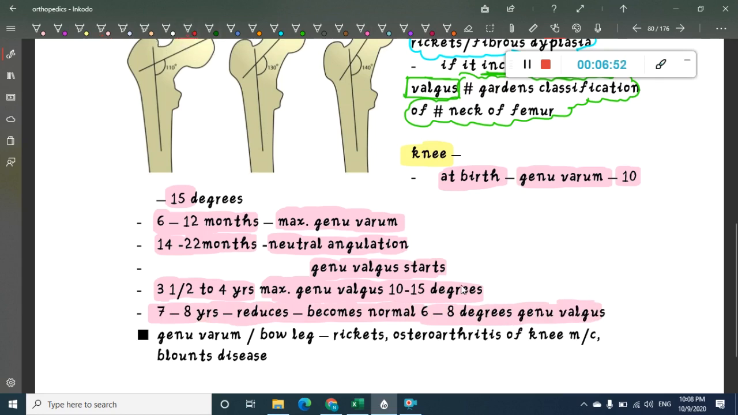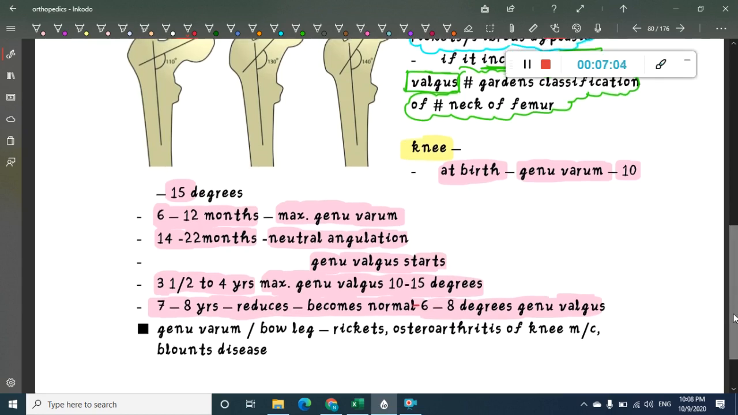Now this genu valgus reduces and it almost becomes normal, that is you have only 6 to 8 degrees of genu valgus seen by the age of 7 to 8 years. Okay, so this is the normal pathology. I'll just draw a diagram for this so that it becomes easier.